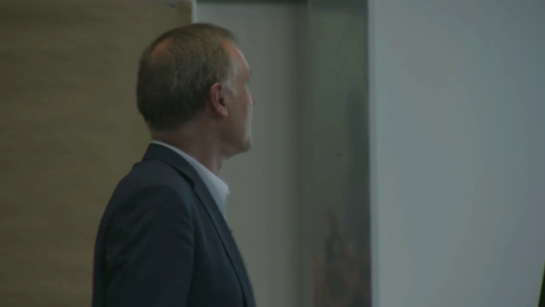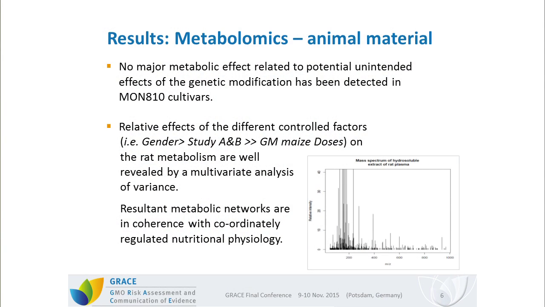Switching now to the metabolomics approach, no major metabolomic effects related to the MON810 cultivars can be detected in these approaches. Relevant effects of the different controlled factors are more or less based on the following order: gender first, then study A and B, and finally Bt-maize doses in this correlation. And the resultant metabolomic networks are in coherence with coordinatedly regulated nutritional physiology in our system.